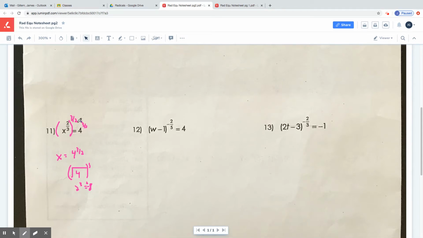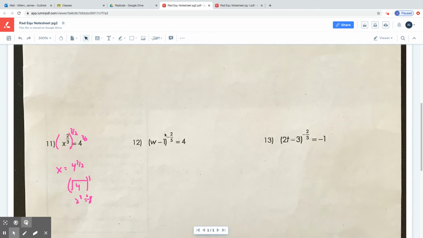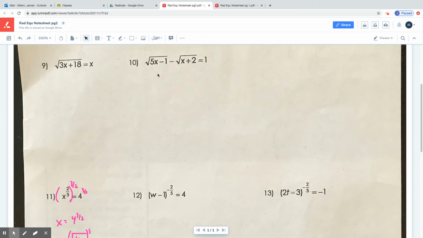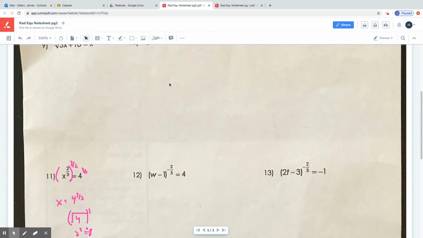All right, so that's where we're going to stop right here. We'll do some of the other more complicated ones of these next time, along with dealing with radicals in the equation. I hope you guys are doing well, and you're going to use these notes to help do your assignment. It's not going to be very long. And then we'll pick up with this next class.